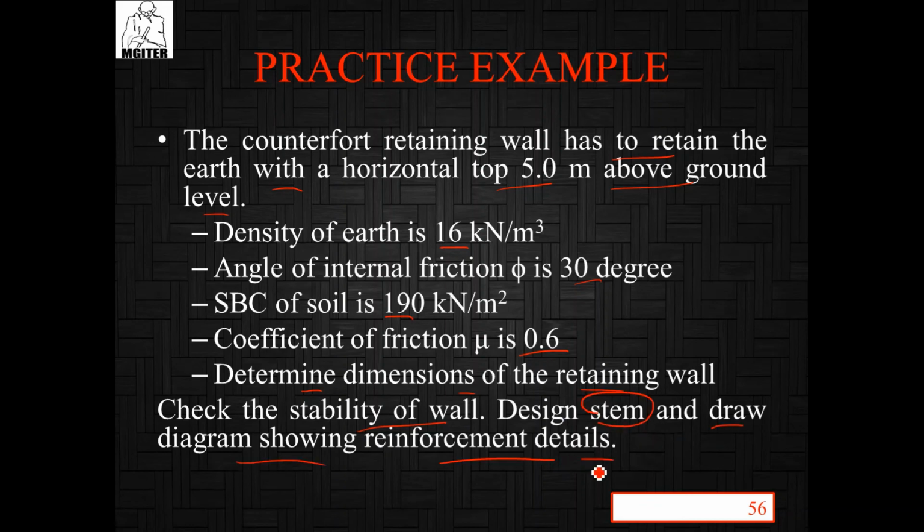So in this example, you have to follow 3 steps: first dimensions, then stability, and the last one stem design. You don't have to design a heel, toe slab or a counterfort. In this example, you just have to design a stem and the connection between a stem and a counterfort, and draw the diagram. Simple.